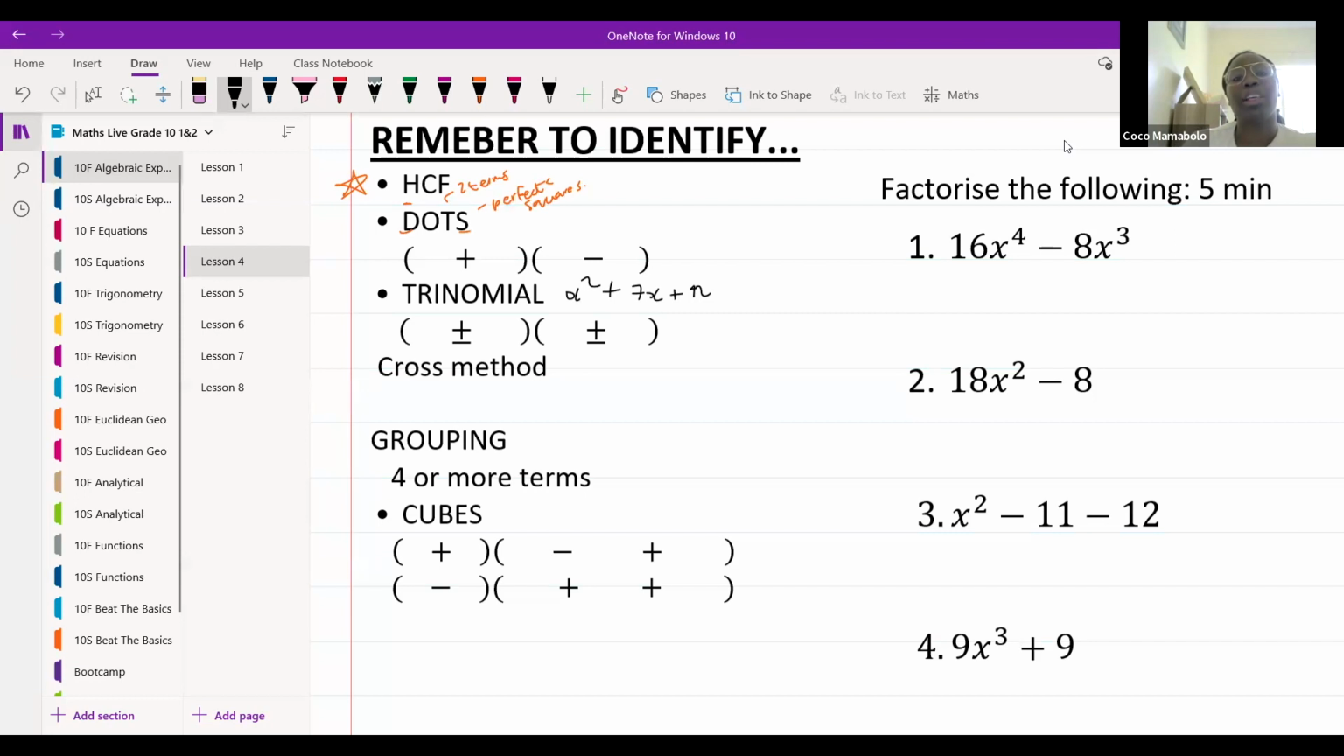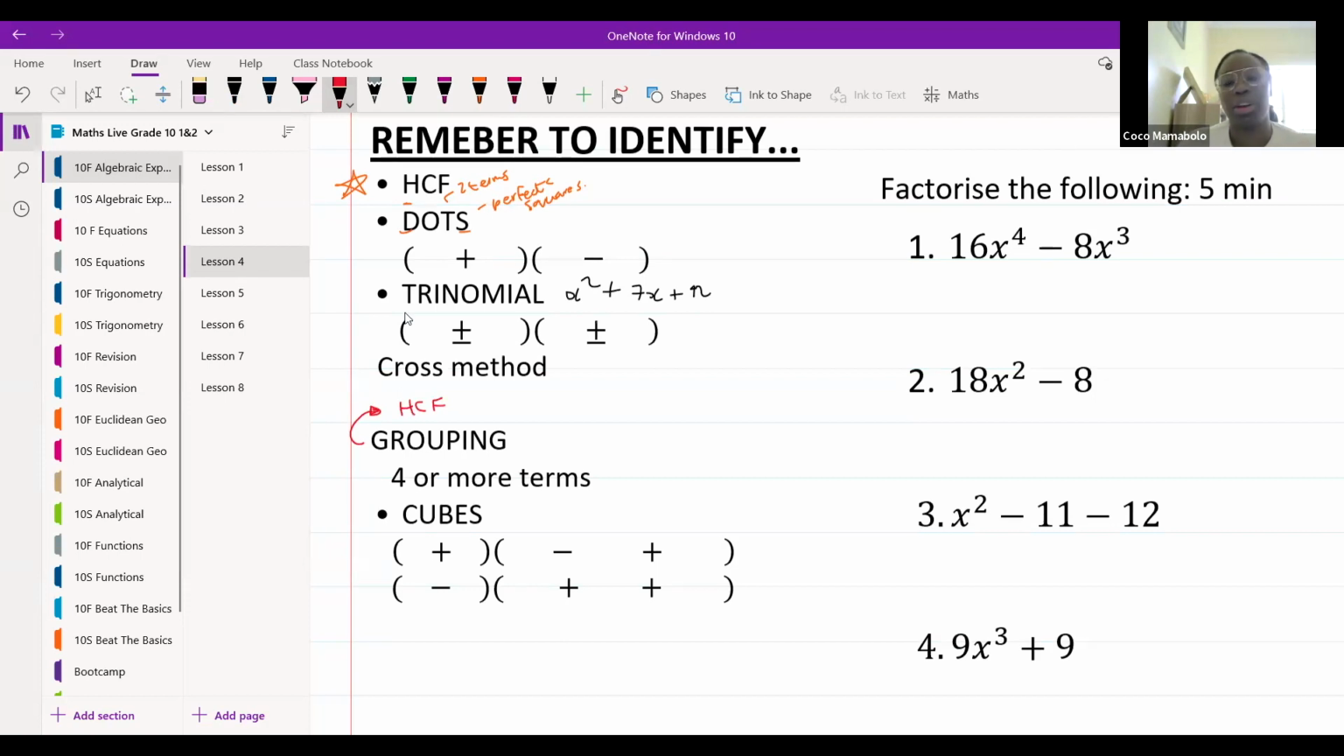So today we're going to be looking at trinomials in a little bit more detail, and then we're going to delve into grouping a little bit, but we don't want to worry too much about grouping because grouping is actually the same as HCF. And I will show you guys why grouping is actually HCF. They are basically the same thing. And then we're going to talk about the sum and difference of cubes.